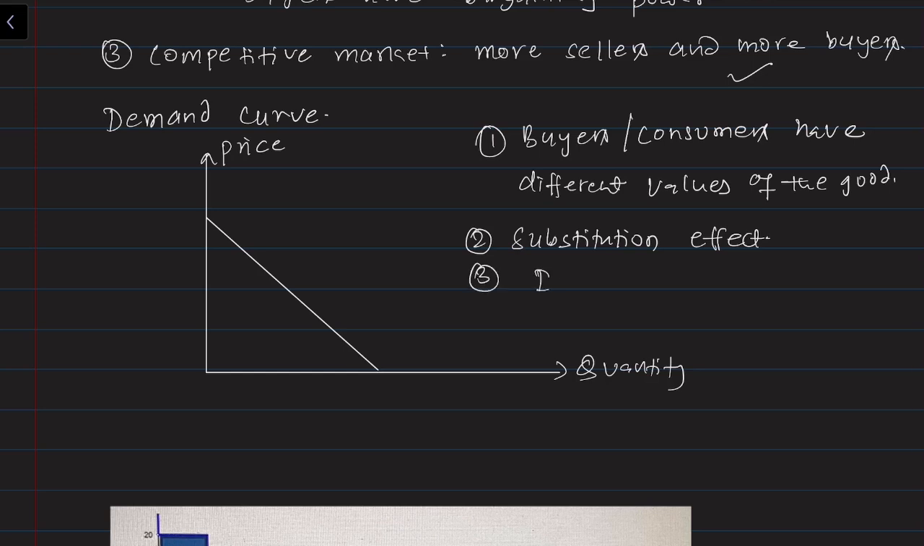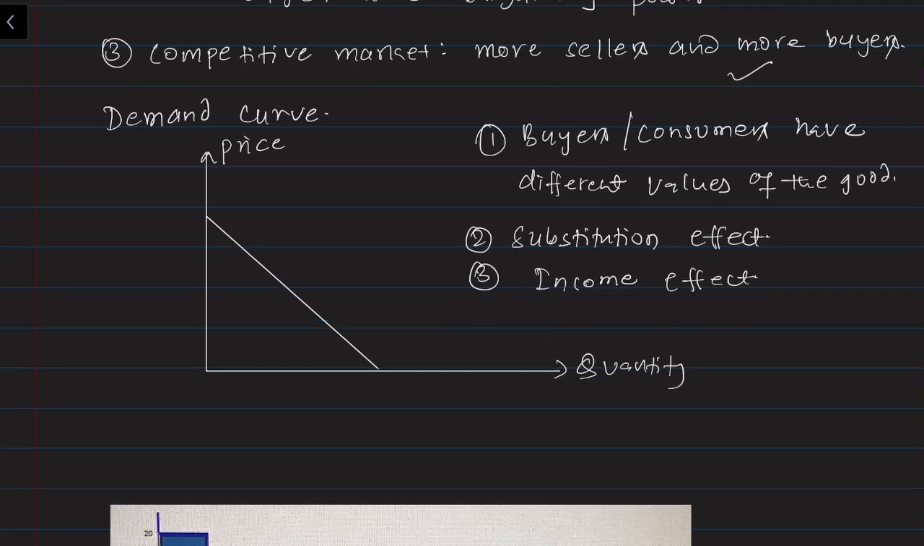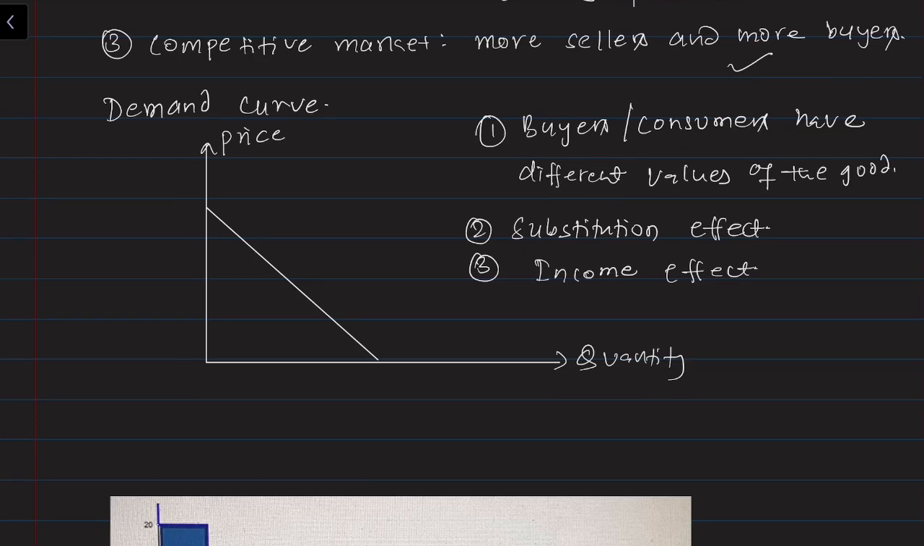Third argument is income effect. When the good becomes more expensive, people feel poorer and they feel that they cannot buy as much of it, so they spend less money on everything. They buy less of everything, and this again shows that the price and the quantity demanded are inversely related.